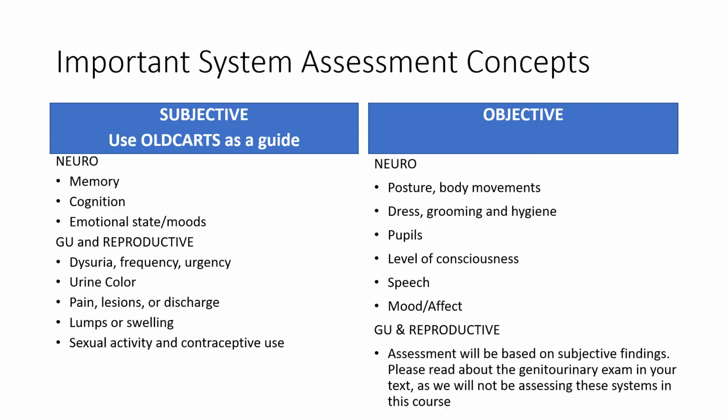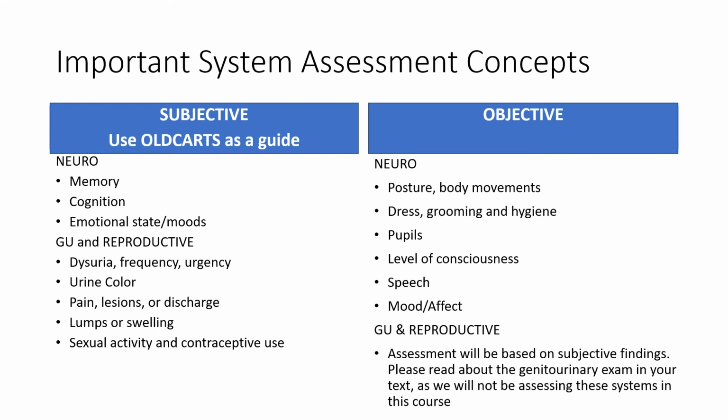Important system assessment concepts when it comes to neuro and GU and reproductive. For subjective, you want to remember to use OLDCARTS as your guide. For subjective information for neuro, you want to think about memory. You can ask the patient how their memory is, have they had any memory loss or trouble with their memory, their cognition, their emotional state or moods, if they're having any anxiety, depression symptoms. And then for objective information for neuro, you can look at your patient and assess their posture and their body movements. You can also objectively assess their dress, grooming, and hygiene, their pupillary responses, level of consciousness, speech, and mood and affect.